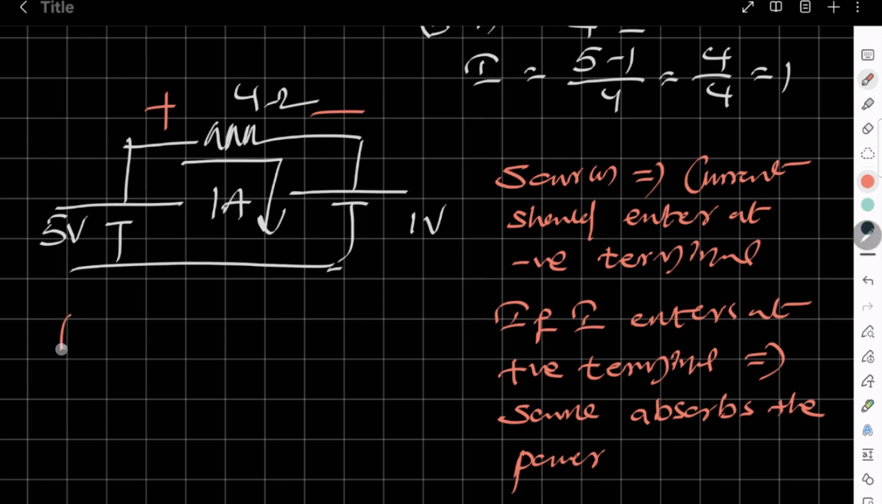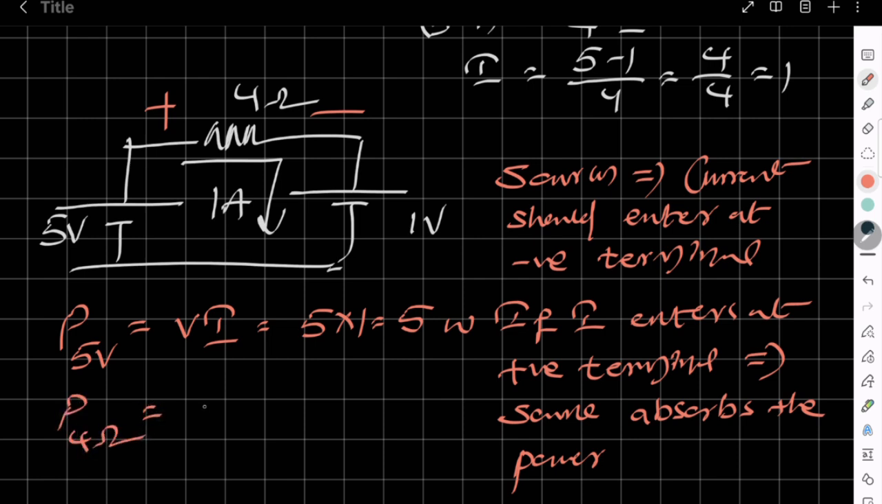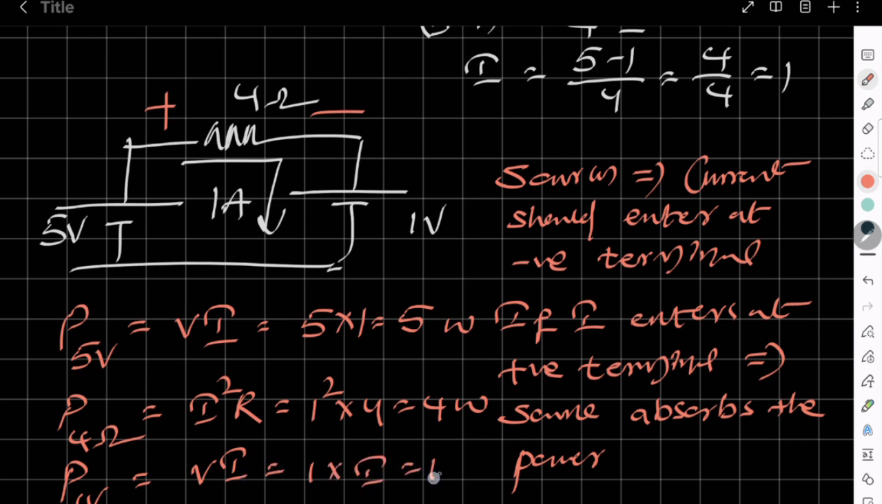So anyhow, we will calculate the powers. Power for 5 volts is equal to V into I, that is equal to 5 into 1, that is equal to 5 watts. What about power related to 4 ohms? It is I squared into R, where I is 1. So 1 squared into 4, that is equal to 4 watts. And the power related to the 1 volt source is V into I. V is 1, I is 1, that is equal to 1 watt.